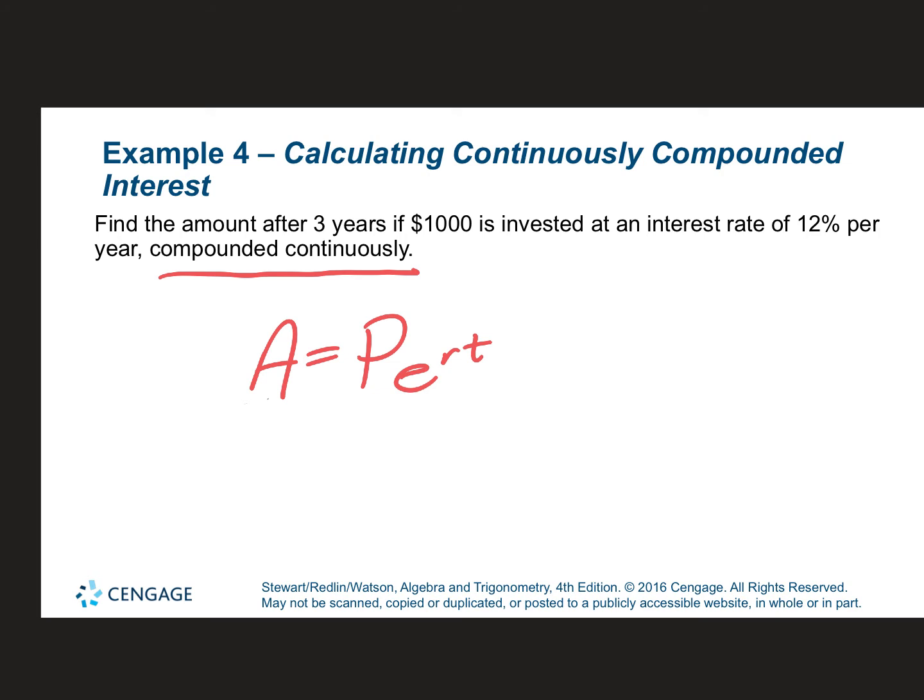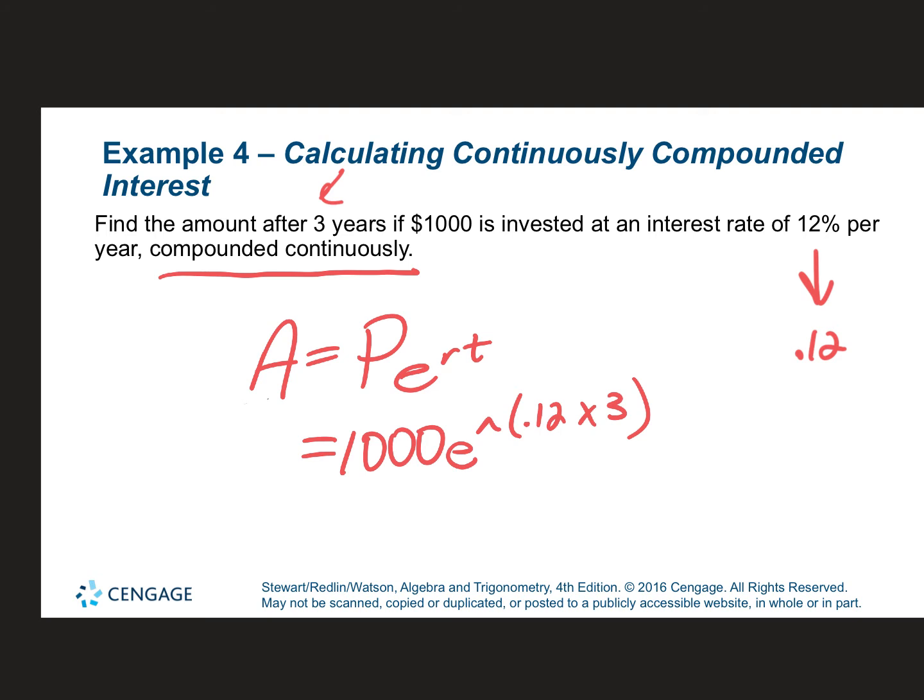What is the principal? What is the amount that I initially invested here? $1,000, good. And I have my e, and I'm going to raise it to, what is the interest rate? 12%, so that's 0.12. So 0.12 times how many years? 3 years. Do that in your calculator, guys. 1,000 e, and then make sure your 0.12 times 3 is in a parenthesis. What do you get?